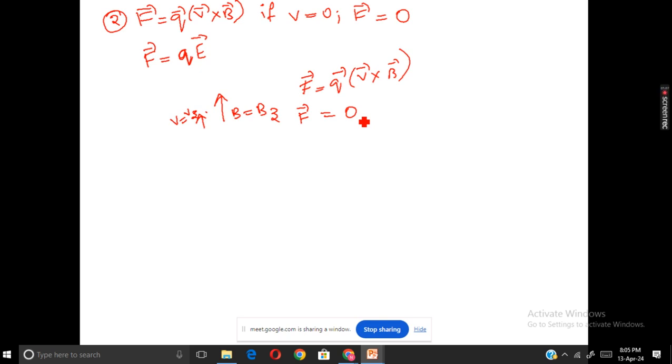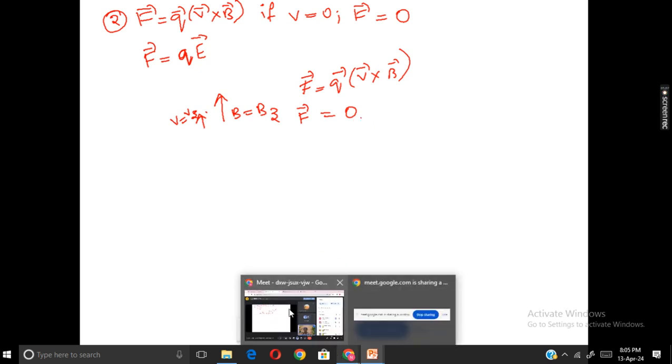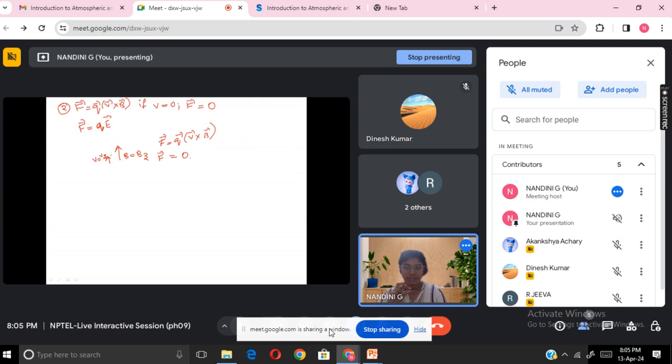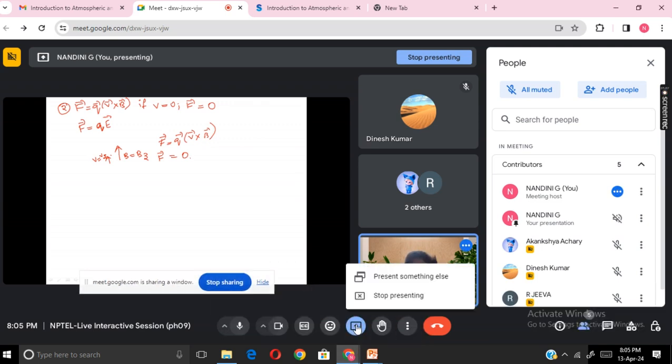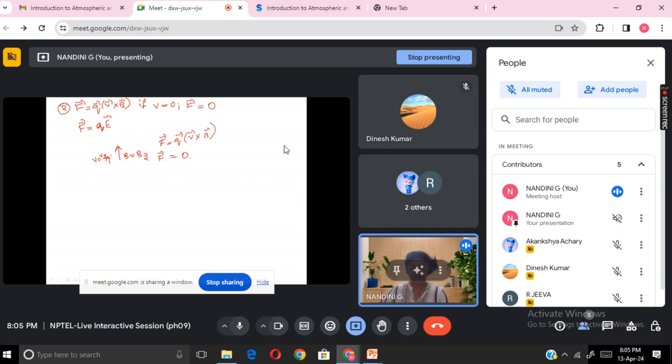So obviously the fourth one, all of the above, is also not right. So the answer is basically the first one. That is, the magnetic field exerts force only on a charge that is moving, which is having a velocity v.